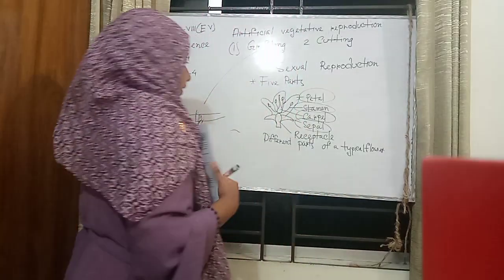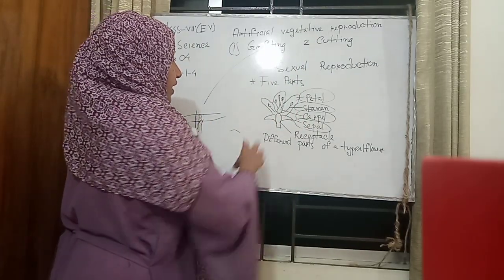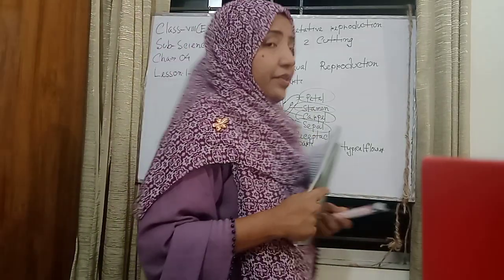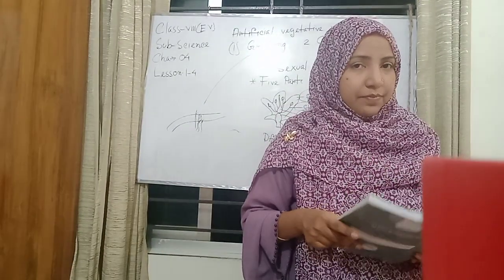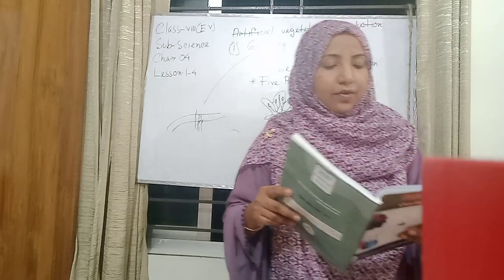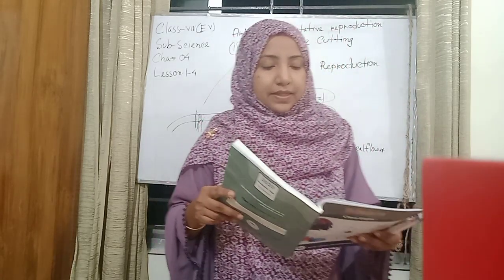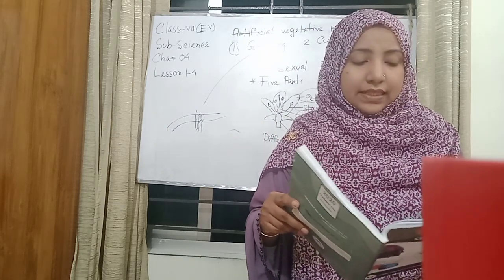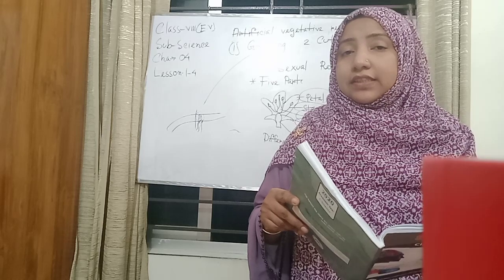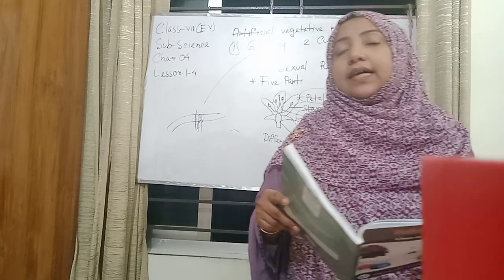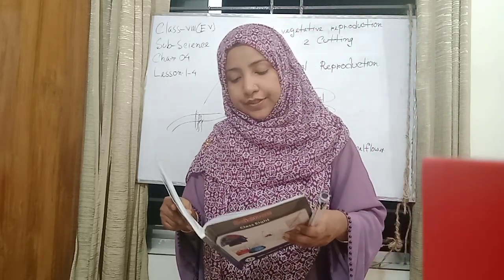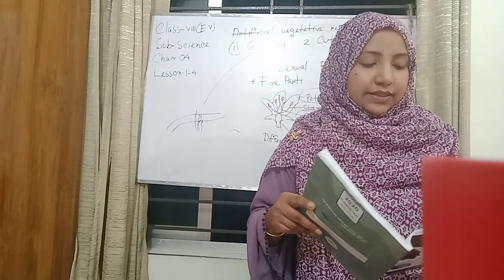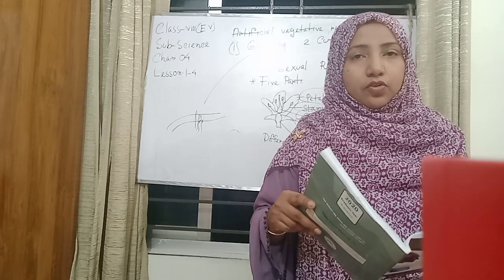Now, the different parts of a typical flower, I have drawn this structure. Please everyone practice this structure at home. Again, the parts are receptacle, calyx, petal, stamen. The stamen is the androecium, and the carpel is the gynoecium. If you get all those parts, then the flower is known as a typical flower or complete flower.